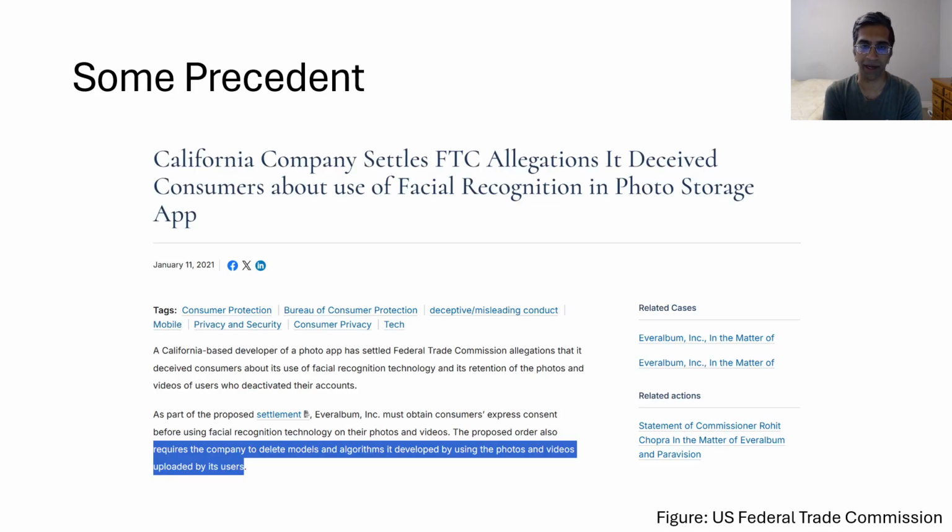So here's a case by the US Federal Trade Commission, which is not related to the right to be forgotten, but it concerns a company known as Everalbum Inc. Essentially, they were retaining the data from users who had asked to deactivate their accounts, and they were using that data to train machine learning models. So the order from the US FTC was not only to delete the data, but also to delete the models and algorithms that were developed using these ill-gotten data points. This is sometimes known as model disgorgement.